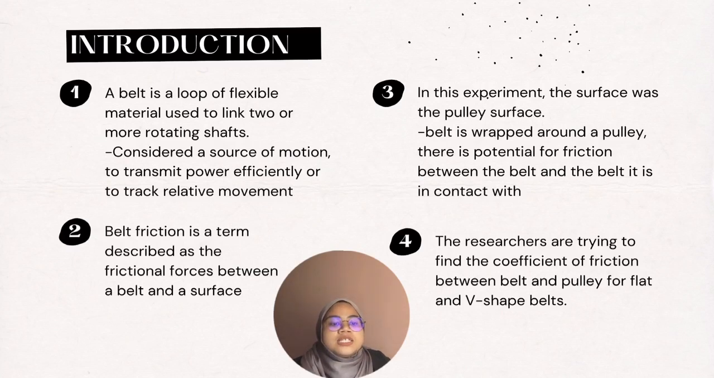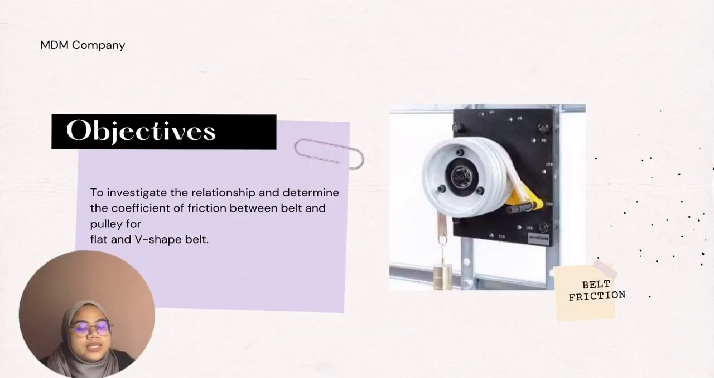So the researchers are trying to find the coefficient of friction between the belt and the pulley for flat and V-shaped belts. In this experiment, they will provide us with the tension in the belt and the angle of contact between belt and pulley, which is needed to calculate the coefficient of friction. Next, the objective of this experiment is to investigate the relationship and determine the coefficient of friction between belt and pulley for flat and V-shaped belts.